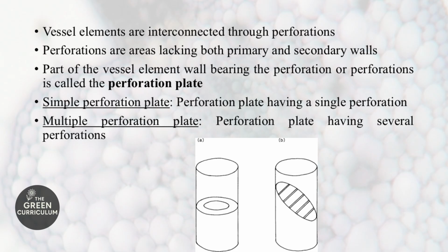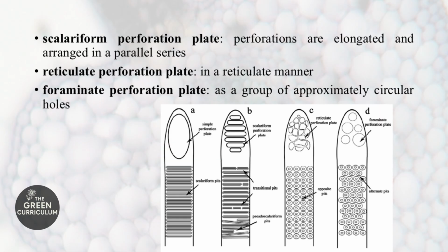And the multiple perforation plate is again divided into three types based upon the arrangement of perforations in the perforation plate. First one is the scalariform perforation plate. Scalariform means ladder-like. So the perforations are elongated and they are arranged one on top of the other. Then the second one is the reticulate perforation plate, in a net-like manner.